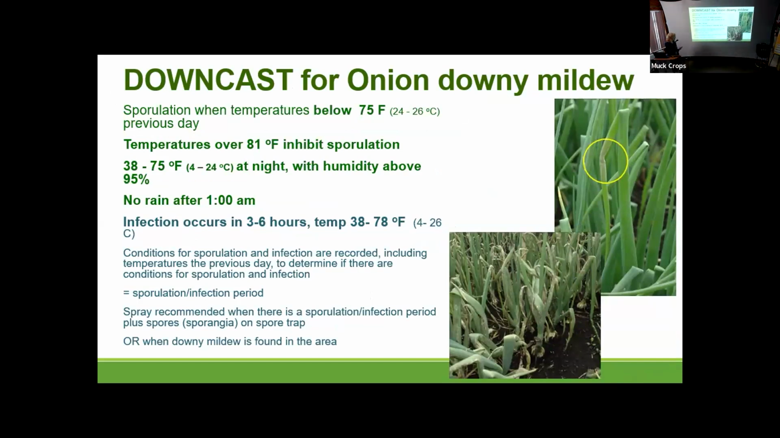And we've also started to incorporate evaluating the spores in the air, because we can get those environmental conditions that are good for disease development. But if there are actually no spores around to germinate and cause infection, then that reduces the risk that disease will actually develop.